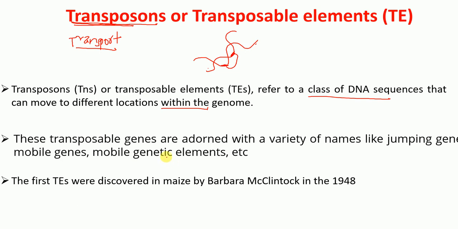These transposable genes are adorned with a variety of names like jumping gene, mobile gene, or mobile genetic elements, etc. Another important thing is that the first transposable elements were discovered in maize by Barbara McClintock in the year 1948.